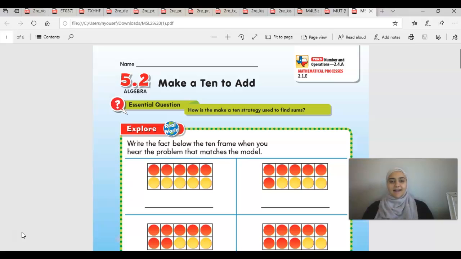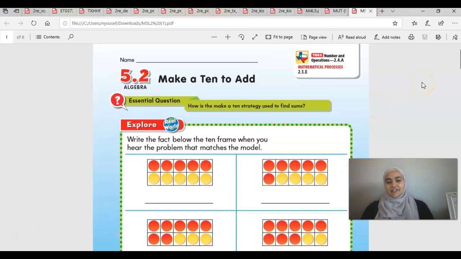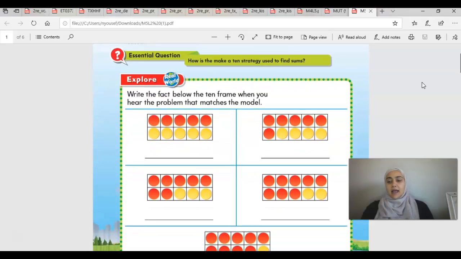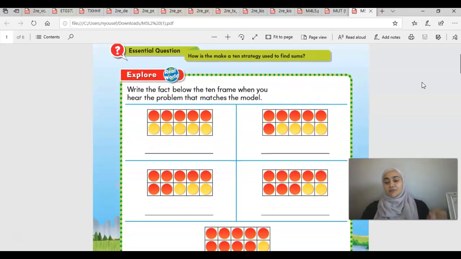Yay, it's Friday. Okay, make a 10 to add. So we're still doing simple addition facts, but now we're learning how to make a 10. Whenever you can, like we went over doubles facts, now we're talking about putting numbers together to make a 10. So if you have a number less than 10, how many more can we add to that to make 10? Okay, before we start, let's quickly review our doubles facts.